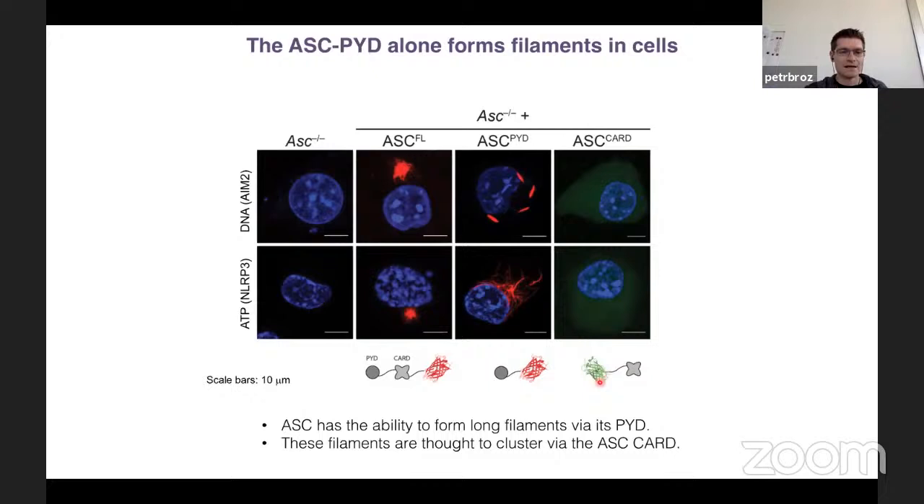And when you treat those macrophages with DNA or ATP, so activators of AIM2 and NLRP3, you can get the assembly of these speck-like structures. Here there's really a focus, and you can see that this is a speck. It's not a round structure, but it has this filamentous appearance. So it's like a cluster of a lot of filaments. And what drives this clustering is not the pyrin domain. The pyrin domain makes the filaments, but if you don't have the CARD domain, the filaments cannot cluster. So it's the CARD domain that drives the clustering of these filaments.